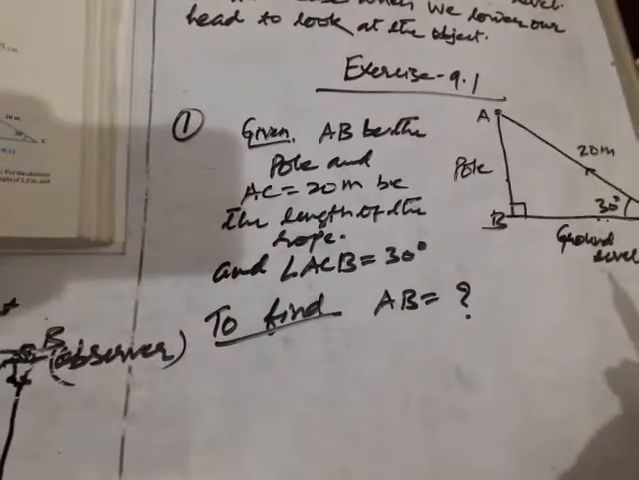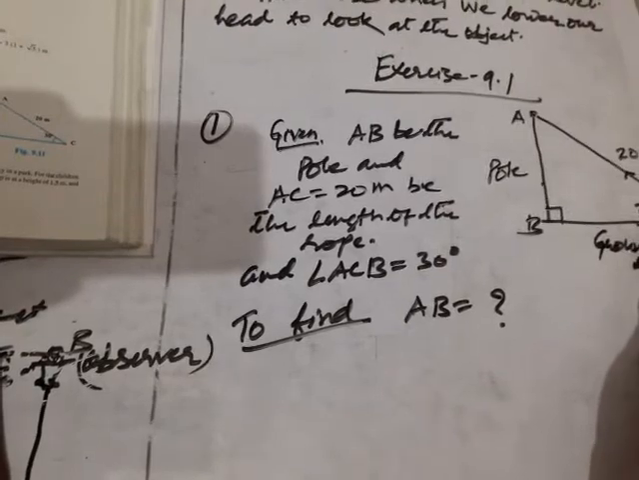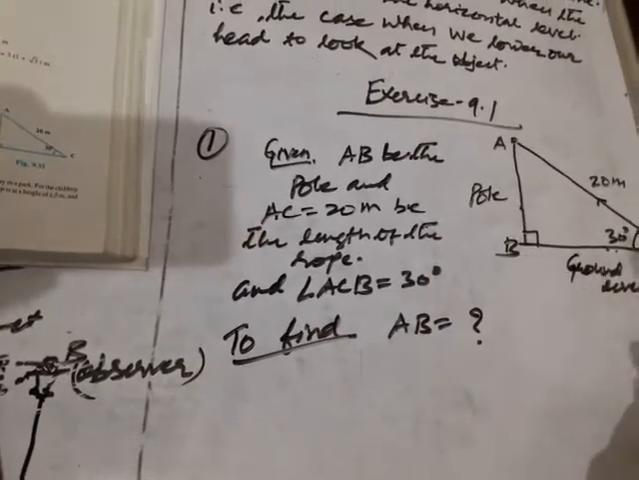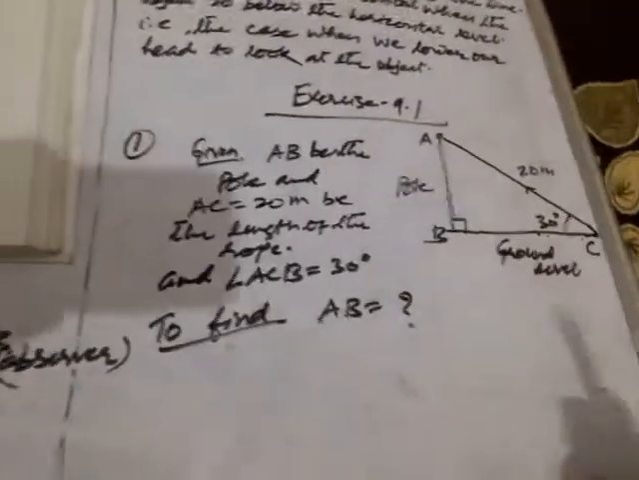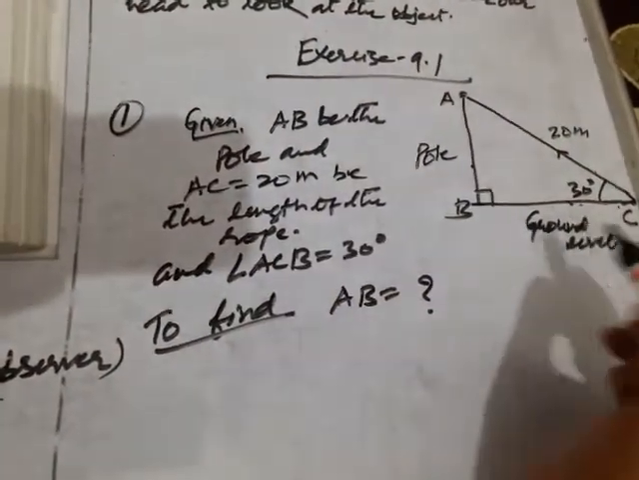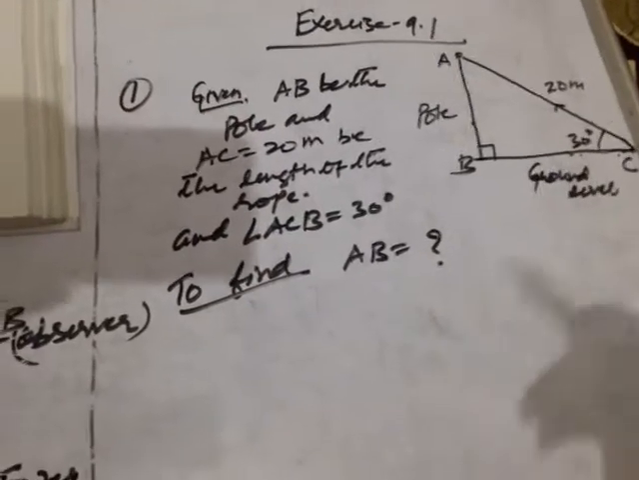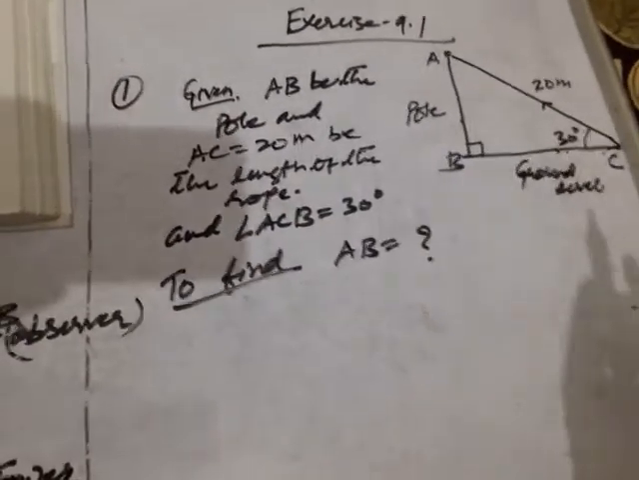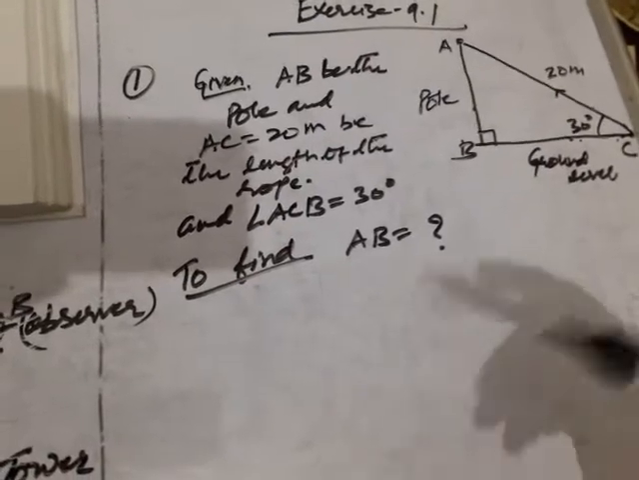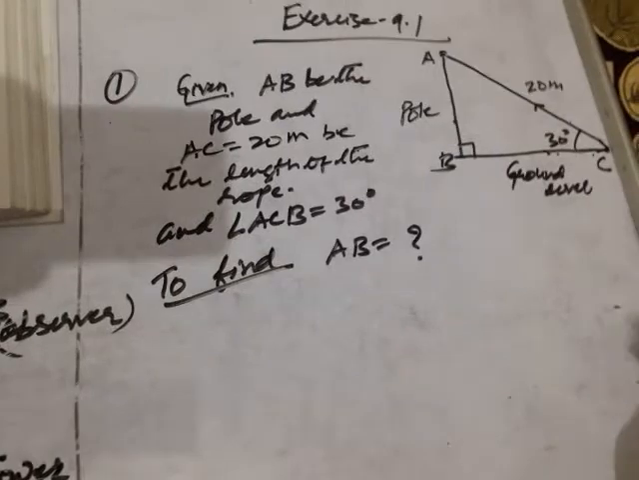Here heights and distances are found with the help of the angle of elevation and angle of depression, and one more thing, a distance. Here AB is to be found. Now out of the 6 trigonometric ratios, we have to choose one trigonometric ratio according to the situation given, according to the definition of trigonometric ratios.